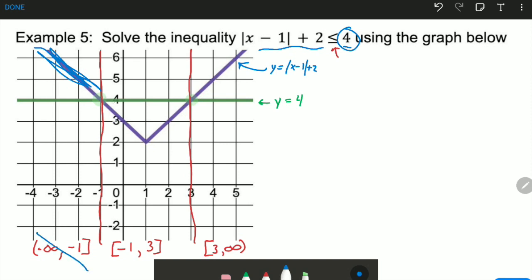Second interval, the green one is the higher one, so this is good. And third interval, the green one once again is lower, the higher one is purple. We want green to be higher. So no for the last one, which means there's only one correct interval for the solutions. Any number from -1 to 3, including -1 and 3, will be a solution to this inequality.